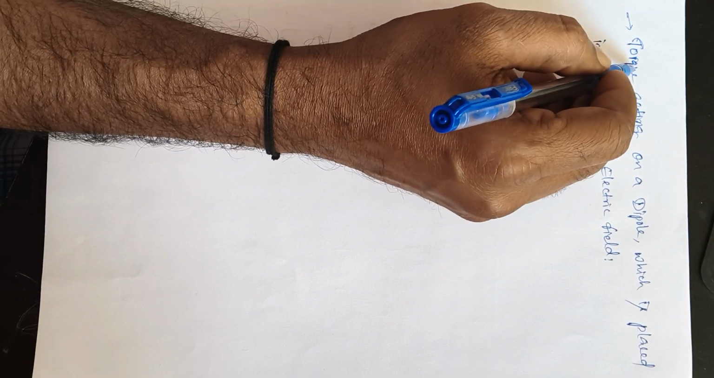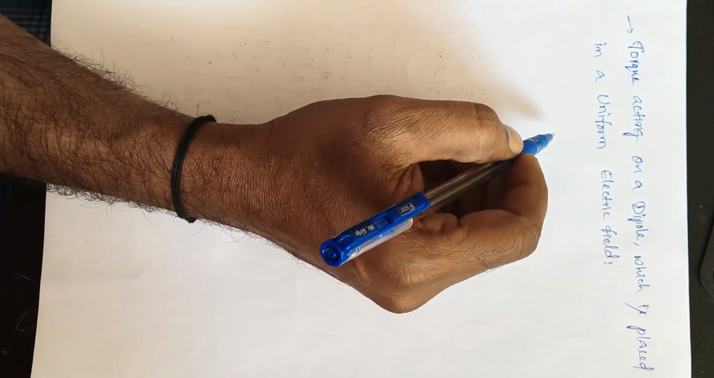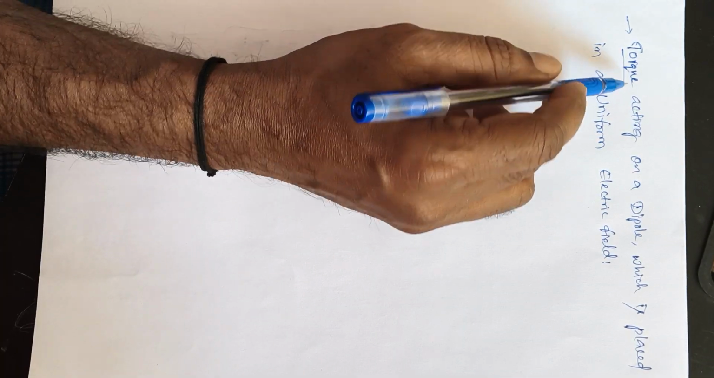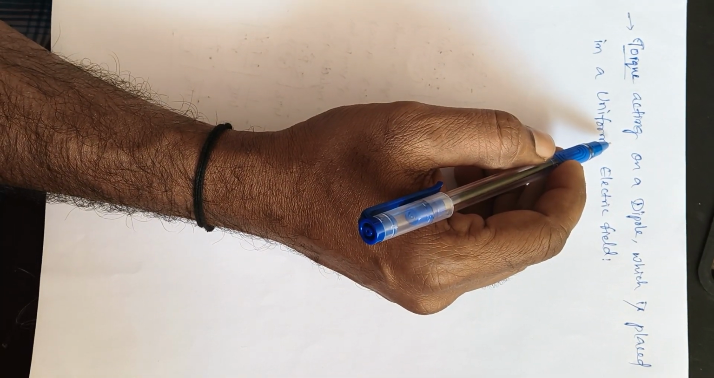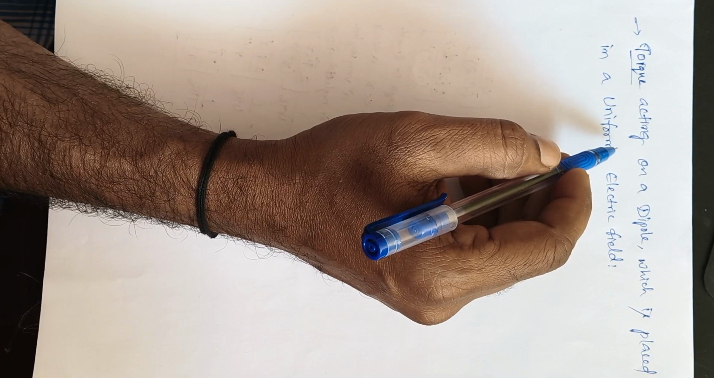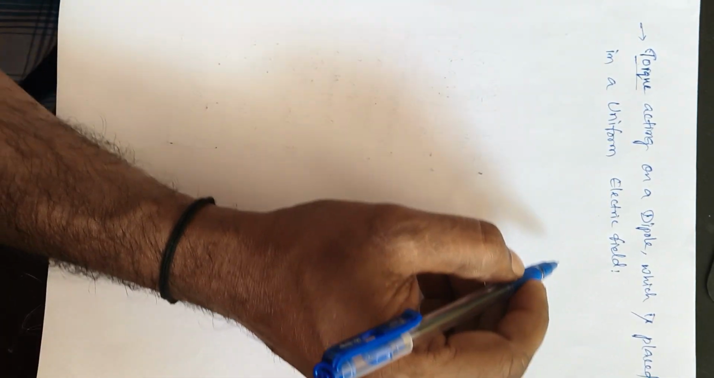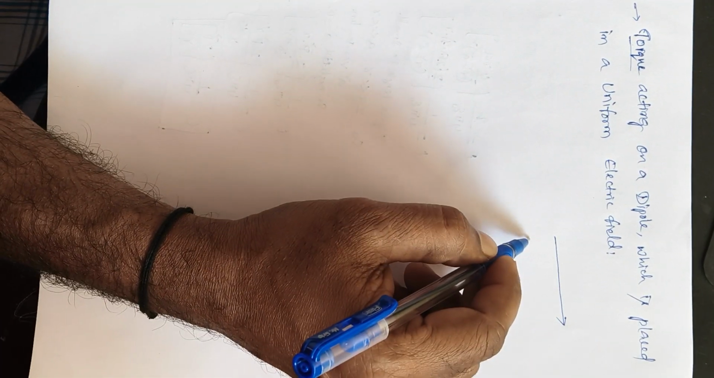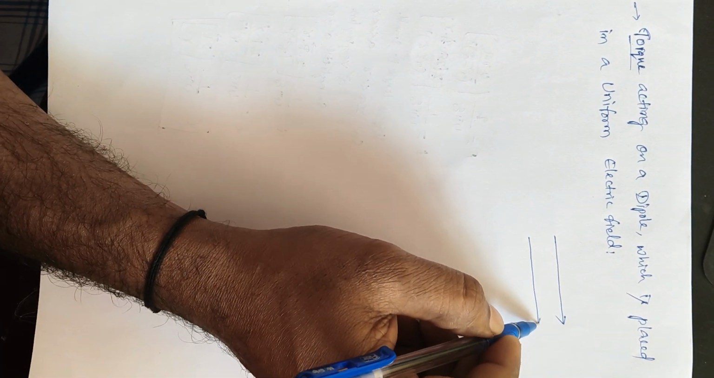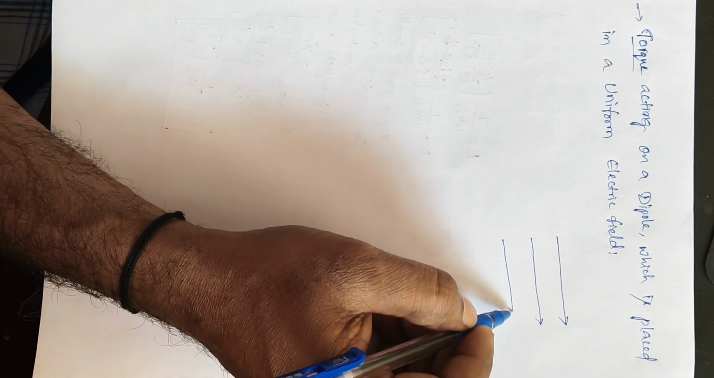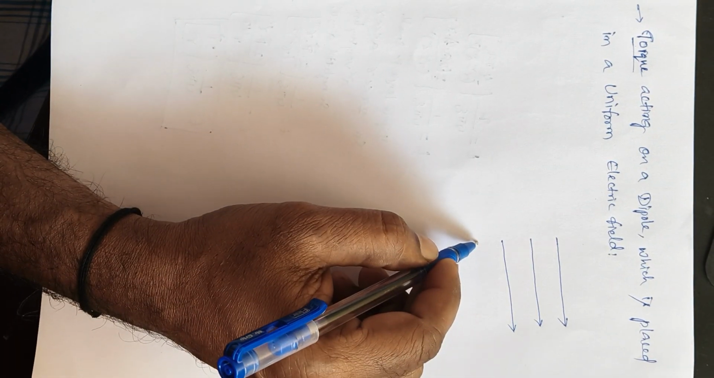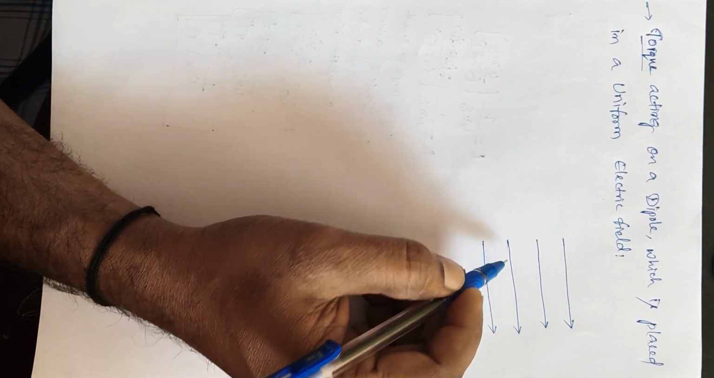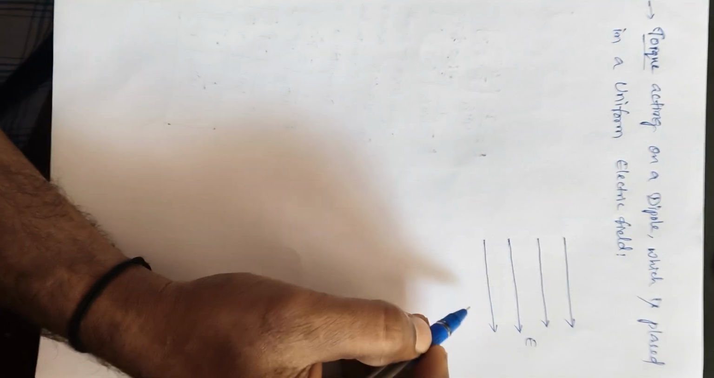So first of all, it is a basic physical quantity, torque. What is meant by torque? Torque is the product of force and perpendicular distance. Right. So here we should consider a uniform electric field. What is a uniform electric field? All electric field lines are passing in the same direction and its magnitude is also the same. So it is called a uniform electric field.